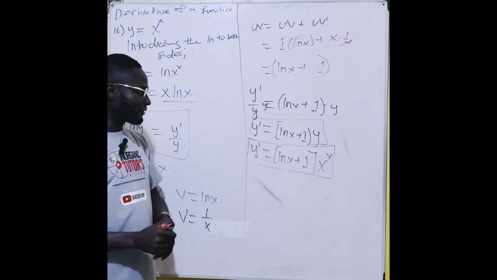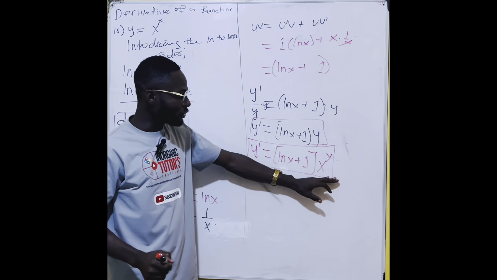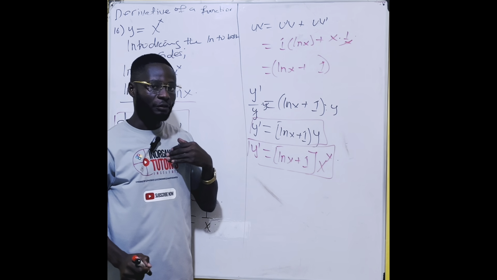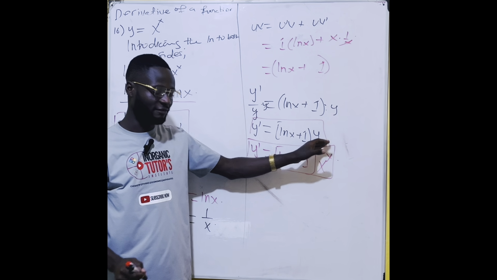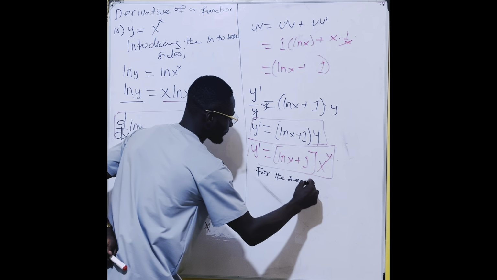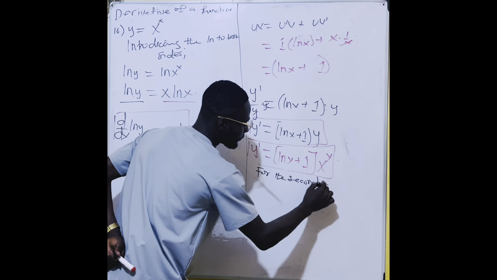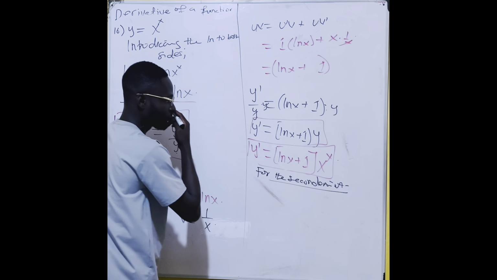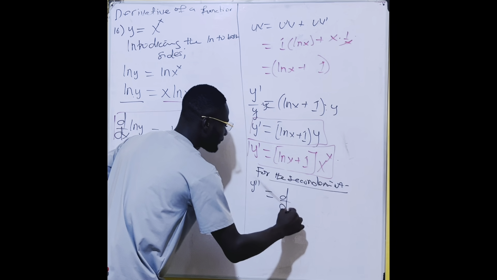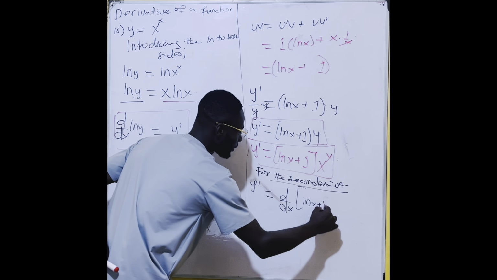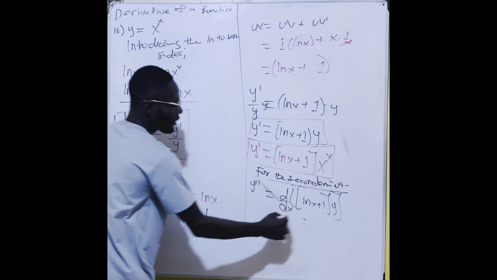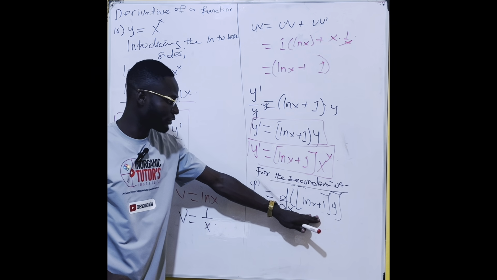So we want the second derivative. It's up to you. You can either use this to solve the second derivative or use this to solve the second derivative. For me, I'm going to use this to solve the second derivative. Okay, so for the second derivative, we're going to have y prime prime equals the derivative of ln x plus 1 multiplied by y. So we are going to pick this to differentiate, okay?